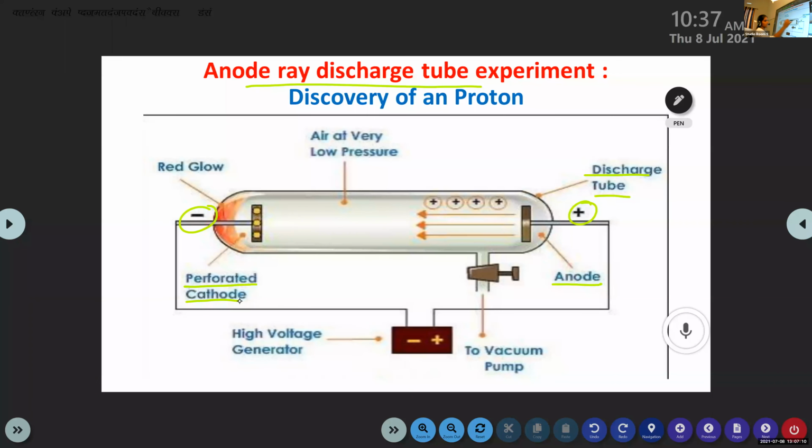In the previous experiment, behind the anode, there was a fluorescent or phosphorescent coating to detect the electrons, right? Here there is one red glow. That's also certain materials used to detect the protons. And here high voltage is applied. A vacuum pump is here to evacuate the gas. So this is the experimental setup that led to the discovery of the proton. Any doubt here? You can see that these anode rays are moving from anode towards cathode.